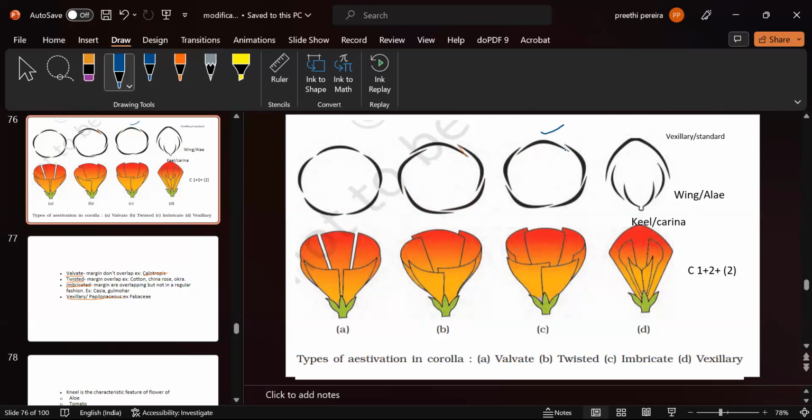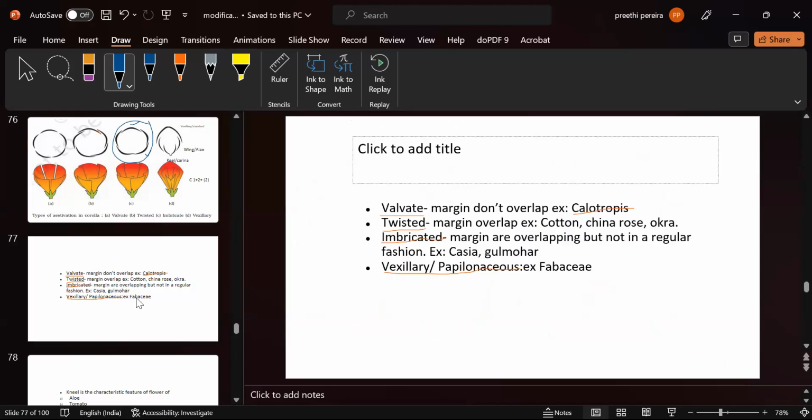You can see both the margins are inside, right? Now look at this one. Both the margins are outside. So one sepal or petal has both the margins inside. Another sepal or petal has both the margins outside. But the other three are overlapping. See here, this has one side outside and one in. Inside, outside. Inside, outside. This kind of estivation is known as imbricate. So one is completely in and one is completely out. Other margins are in and out. So this is imbricate estivation. The example for this is cassia and gulmohar.